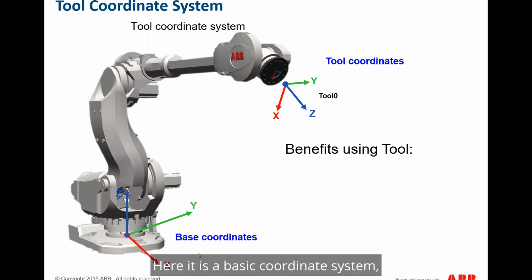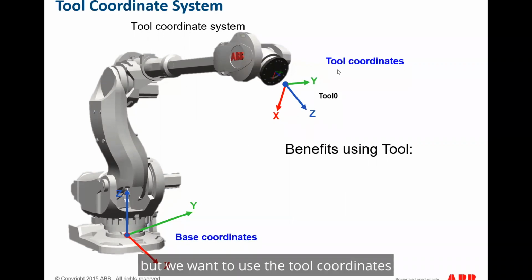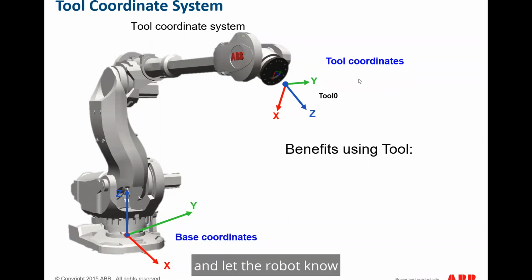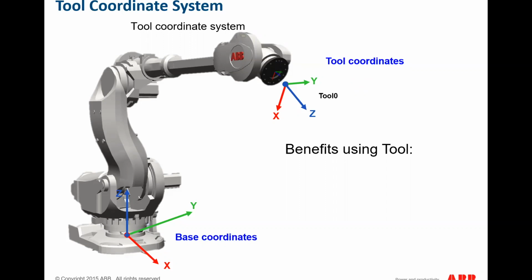Here it is the base coordinate system, but we want to use the tool coordinates and let the robot know how your tool center compares with your base coordinate. That's the beginning, and you want to define it, and then the controller will understand where the tool is, how far it is compared with your base location.